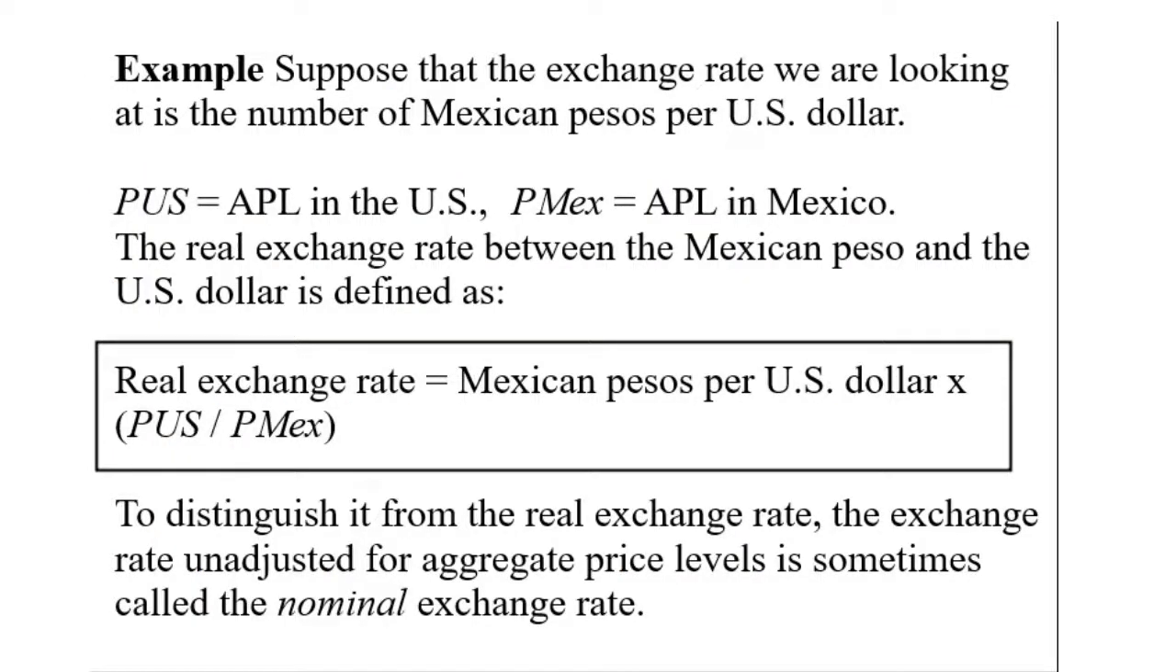If we wanted to figure out how inflation is impacting the exchange rate between the pesos and the dollar, we would need to figure out the price levels, which will show us the relative inflation rates of each country. So P_US stands for the aggregate price level in the US, and P_MEX stands for the aggregate price level in Mexico. The real exchange rate is the pesos per dollar, the nominal exchange rate, times the price level of the US divided by the price level in Mexico.